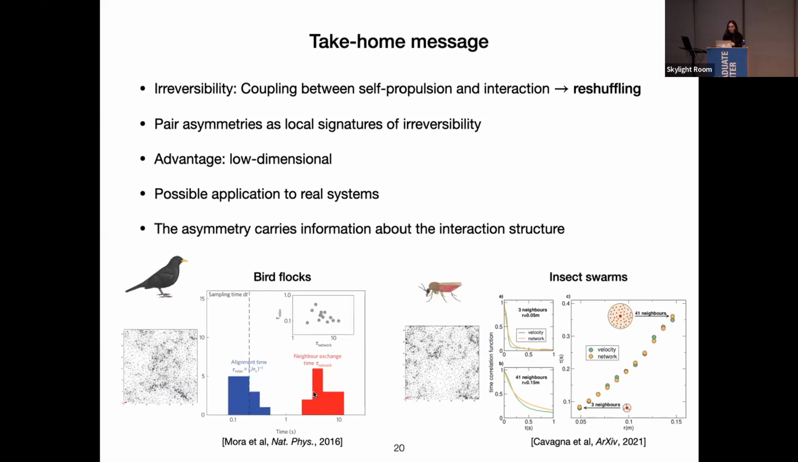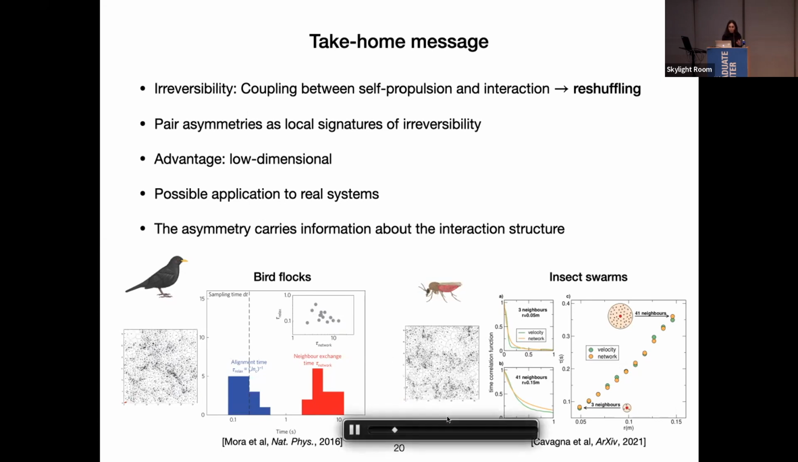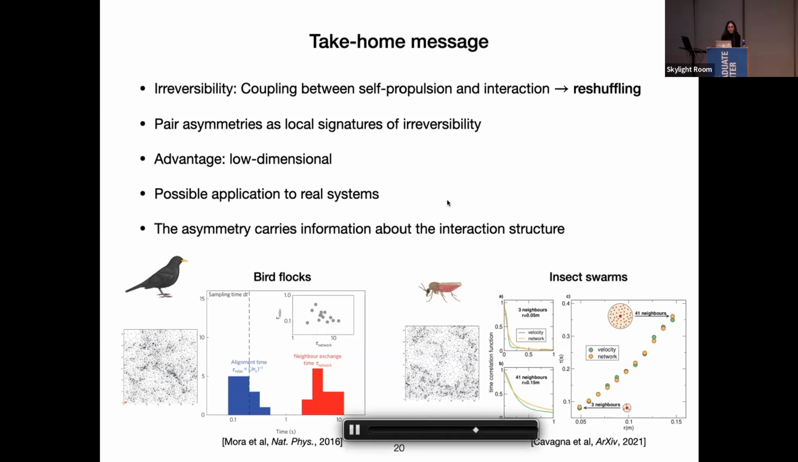On the contrary, there are other animal systems, like insect swarms, that seem to be close to a critical point. They're not ordered, so they're probably in a condition similar to the one where reshuffling is maximal. And it has indeed been observed from the data that the reshuffling times and the timescales of the decay of the correlation function are comparable, irrespective of how one defines the neighborhood. So these are candidate systems to observe these asymmetries.